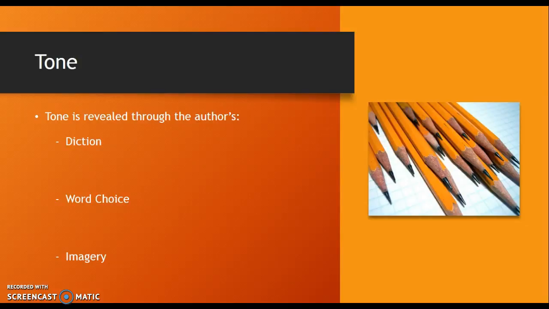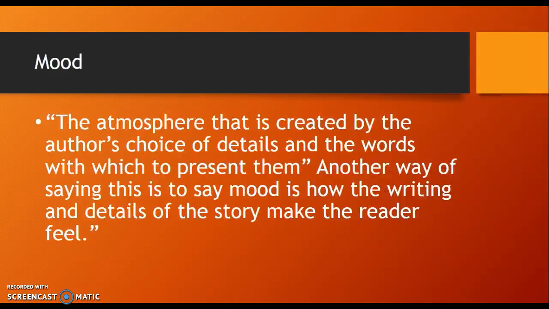So if that's tone, then what is mood? Well, mood is the atmosphere that is created by an author's choice of details and the words with which to present them. Another way of saying this is to say mood is how the writing and details of a story make the reader feel. Like with our definition of tone, what I want you to pull out of this definition is the word atmosphere and the phrase how the reader feels. Mood is the overall feeling you have when you read a piece. How does the atmosphere surrounding the work make you feel?